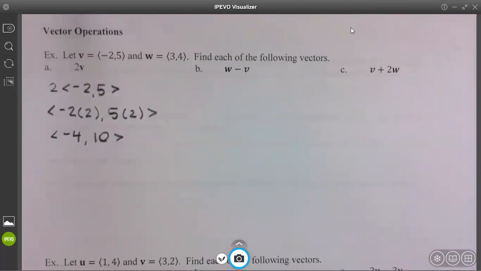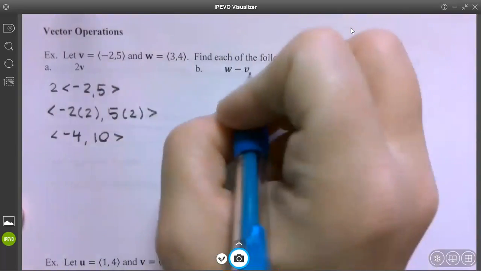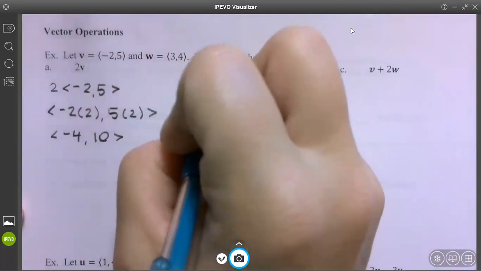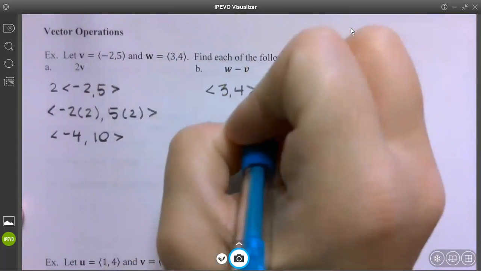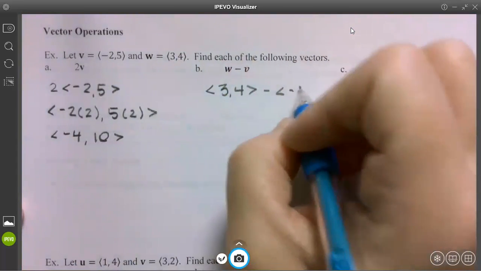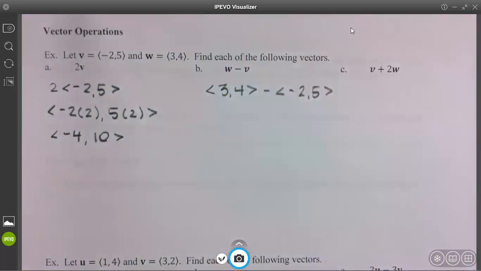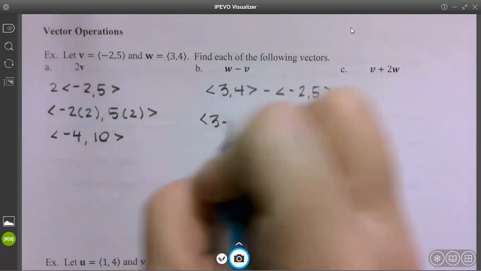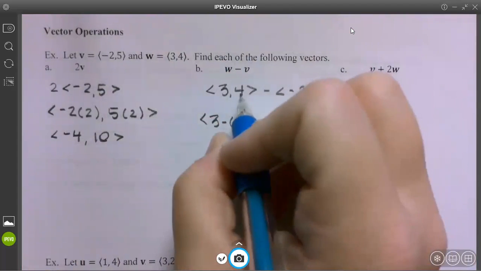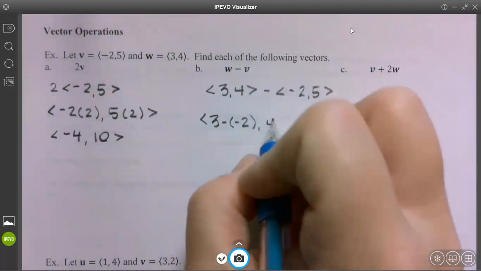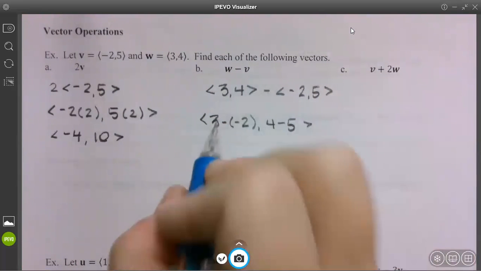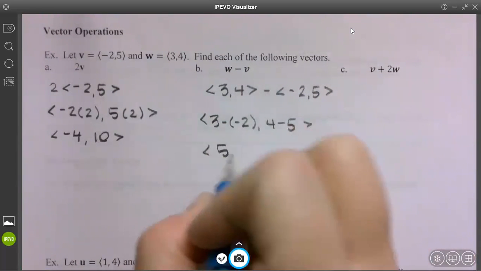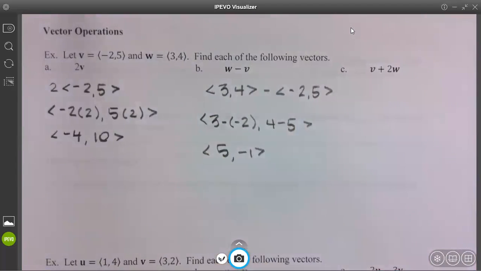So w minus v. Make sure you put it in the right order. So w was 3, 4 minus v, which is negative 2, 5. So you're going to subtract them. Subtract your x's, subtract your y's. So 3 minus negative 2, 4 minus 5, which gives you 3 plus 2 is 5, and 4 minus 5 is negative 1.